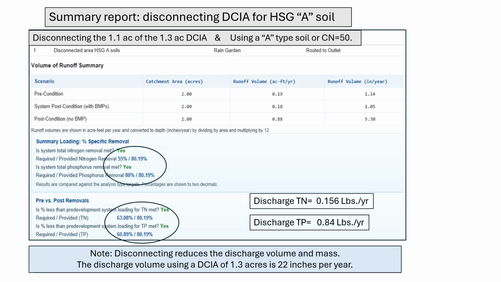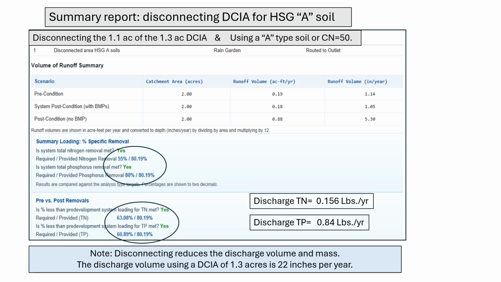When we disconnect the directly connected impervious area, we see significant reductions in both discharge volume and pollutant mass. In this scenario, we are disconnecting 1.1 acres of the 1.3 acre directly connected impervious area and routing that runoff through a rain garden designed with an HSG-A soil, which corresponds to a curve number of 50.